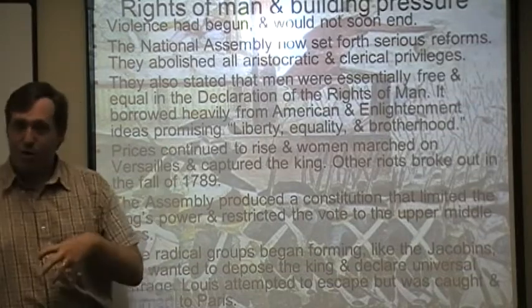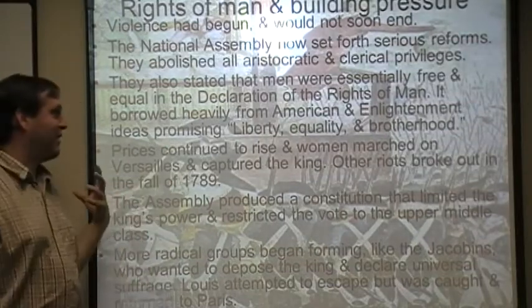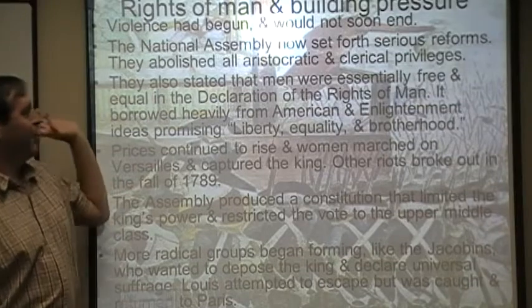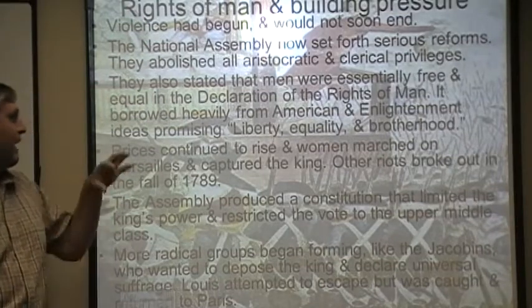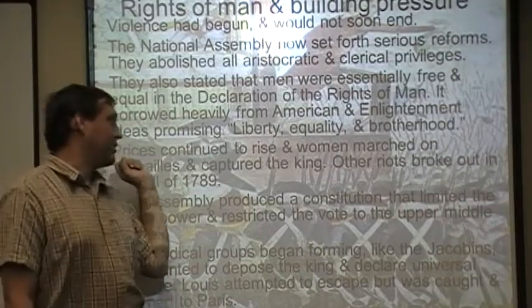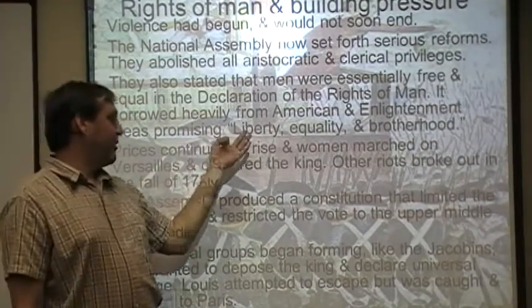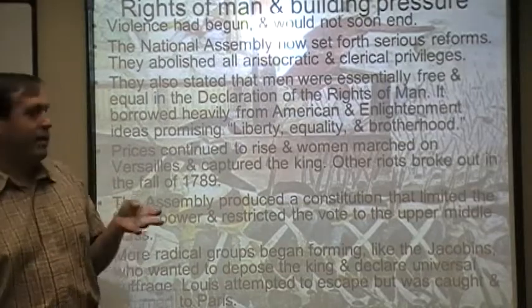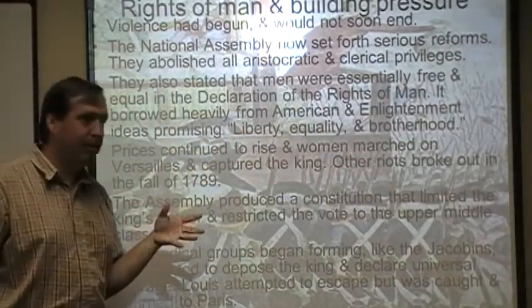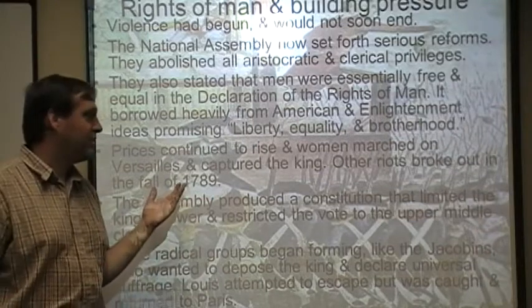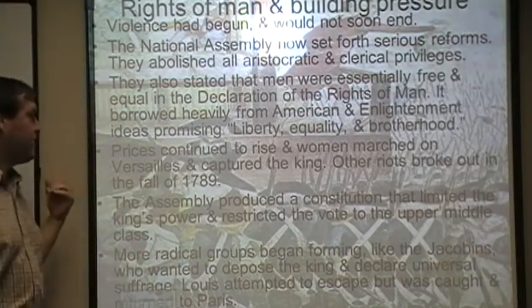Just like the Americans had borrowed pretty heavily from European thoughts of the Enlightenment, the French here are going to borrow pretty heavily from the American Revolution and the Enlightenment ideas, and they promised three prongs of liberté, égalité, fraternité, right? Liberty, equality, and brotherhood. Not exactly life, liberty, and pursuit of happiness, but basically the same kind of thing, right?